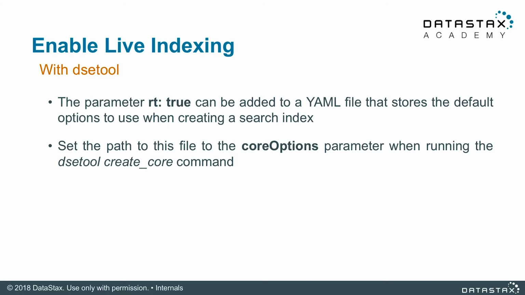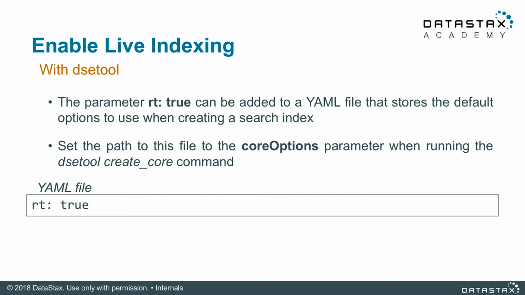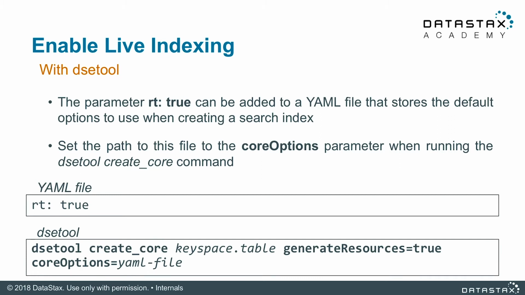The dsetool has been around the longest, and users may be more comfortable with using this command line tool instead. If you would like to enable live indexing on a new search index, you'll need to create a YAML file that contains the setting rt and have that set to true. Afterwards, the YAML file can be included as part of the core options when creating a new search index with the dsetool command create_core.